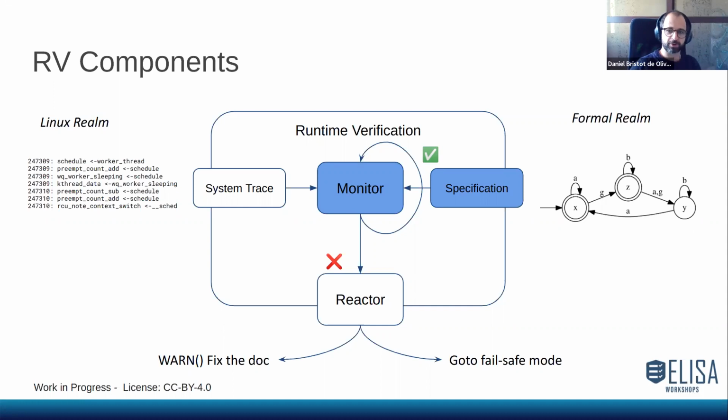The monitor, which performs this comparison, might just run the specification and say, okay, things are running fine, or react to an unexpected behavior in multiple ways, like creating a warning and telling us to fix our model if our model is not correct. We can use it on a safety critical system, putting the system, for example, into a fail-safe mode.